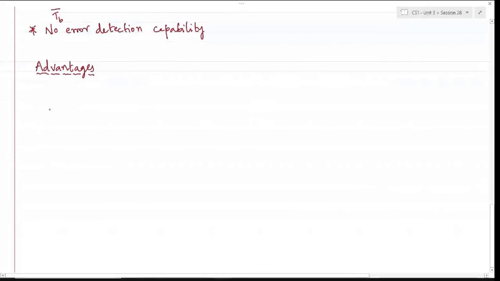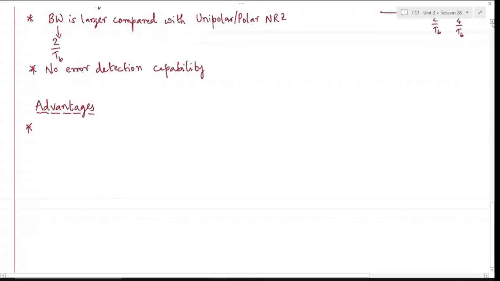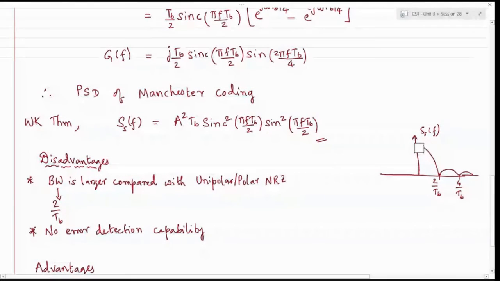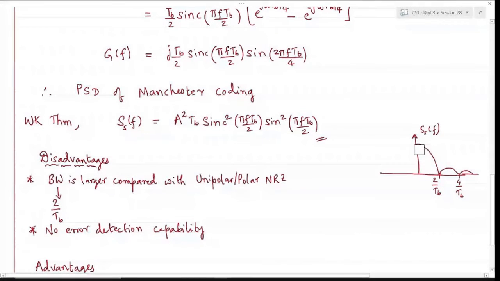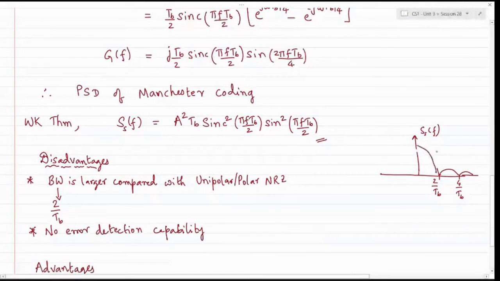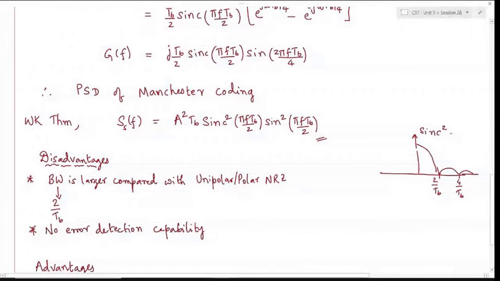Okay, the first and important part with respect to unipolar and polar coding, we had the problem of... in fact, this is not the exact spectrum that I should be talking about. This is a spectrum for sinc square, not for this. Remember pi Tb by 2. This is the frequency spectrum for the sinc square term, not for the entire power spectrum.